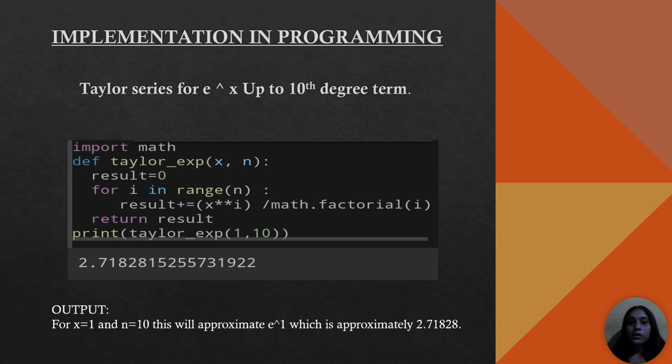So first, this Python code calculates an approximation of the exponential function e to the power x, which will be done using the Taylor series expansion. So first, let us consider the import math. So the import math module will be used for the math factorial function, which computes the factorial of a number.